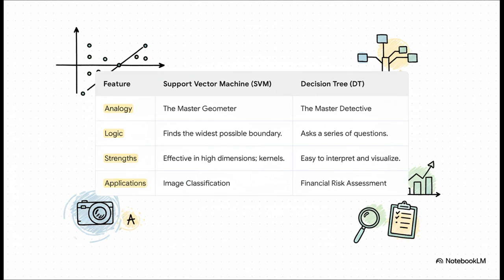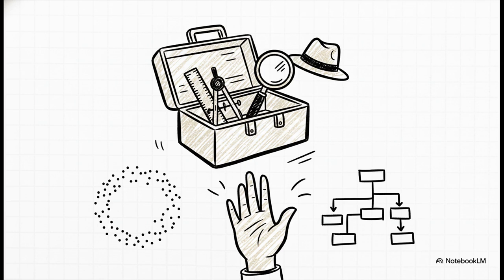But on the other hand, our detective, the decision tree, really shines when you need to understand why a decision was made. For things like financial risk or a medical diagnosis, you have to be able to explain your reasoning, and the tree's step-by-step logic is perfect for that. So here's the most important takeaway from all this. There's no magic bullet. There's no single best algorithm. One thinking style isn't just better than the other. The master geometer and the master detective, they each have their own unique strengths. And picking the right one is all about understanding the problem you're trying to solve.